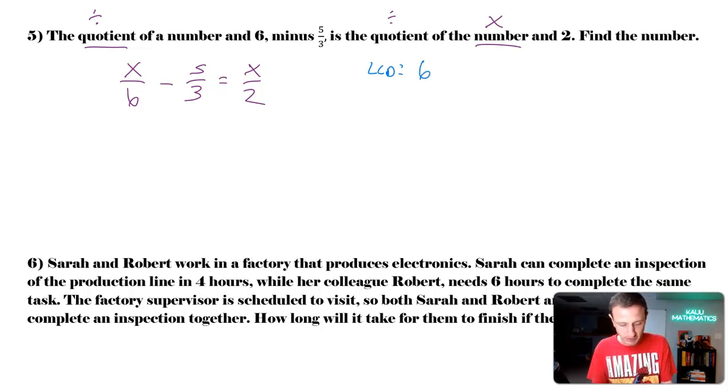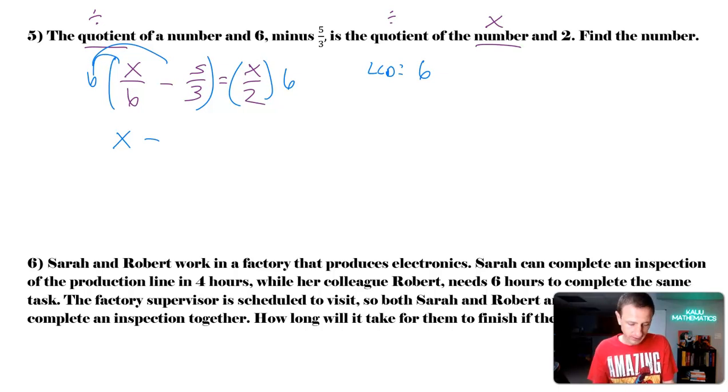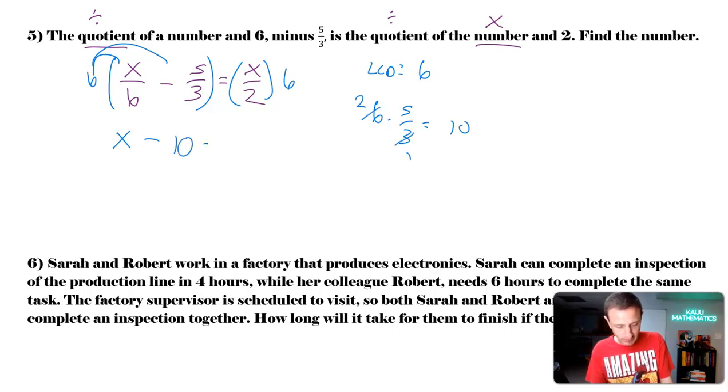The LCD is just going to be 6. So I'm going to multiply everything by 6. So I'm going to distribute the 6. So 6 times x over 6, 6 is canceled, left with x, minus 6 times 5/3. You can do this 2 different ways. You can do 6 times 5, which is 30. 30 divided by 3 is 10. Or 3 goes into 3 once, 3 goes into 6 twice. 2 times 5 is 10. Either way, you get 10. x over 2 times 6. 6 over 2 is 3, so 3x.